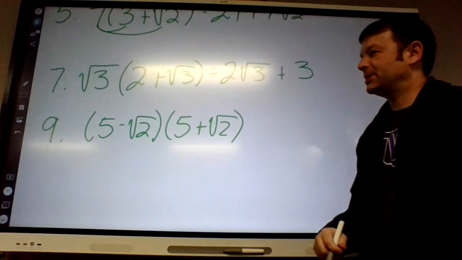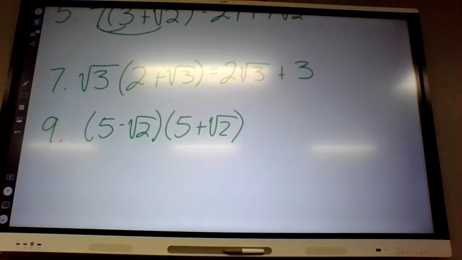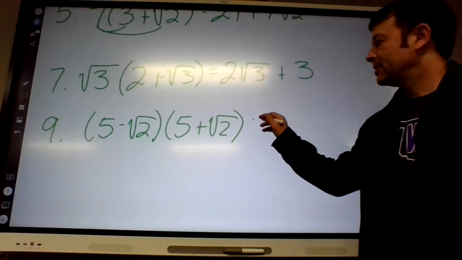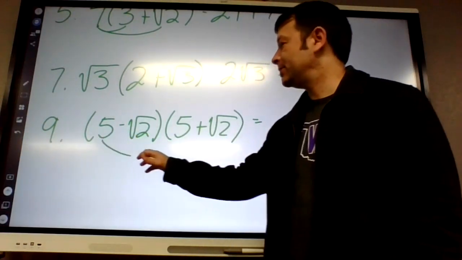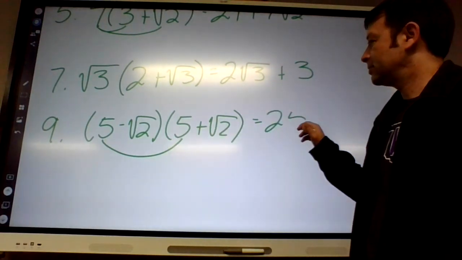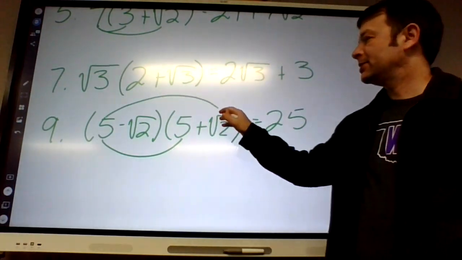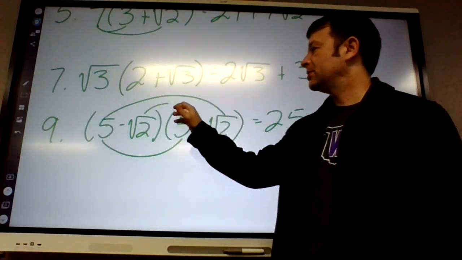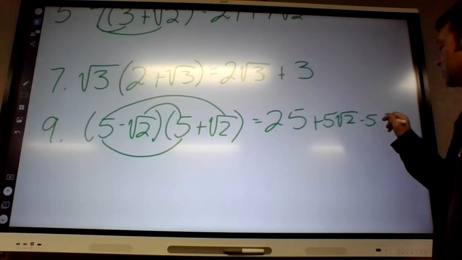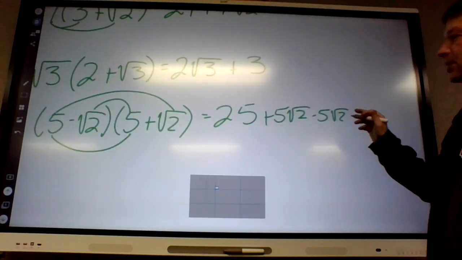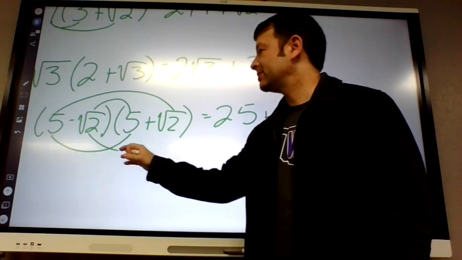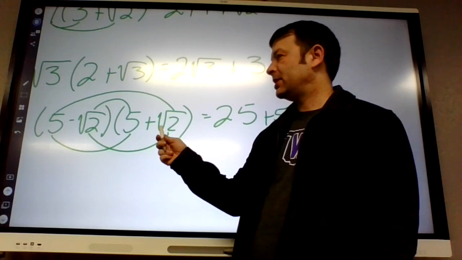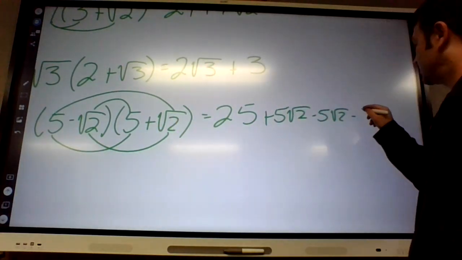What kind of problem does this look like? Foil. Foil, yes, and it is. So what would the first be? 25. Outside. 5 squared. Inside. Negative 5 squared. So those two cancel out. Yeah, and last. Negative square root of 2 times positive square root of 2. Negative 2. Right. Negative, and then square root of 2 times square root of 2 is 2.